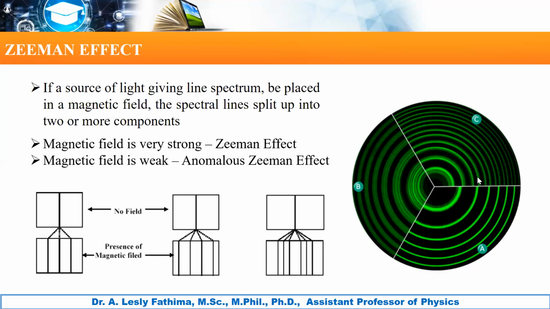This is the spectral line of a mercury vapor lamp at wavelength 546.1 nanometer, showing the anomalous Zeeman effect. This is without magnetic field. Then with magnetic field, the spectral line splits as a transverse Zeeman effect. With magnetic field, it splits as a longitudinal Zeeman effect.